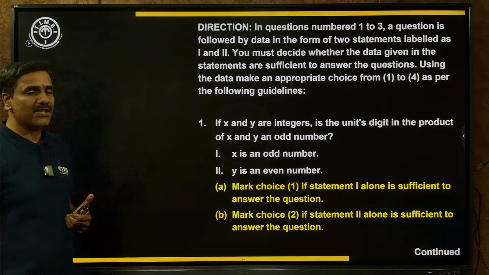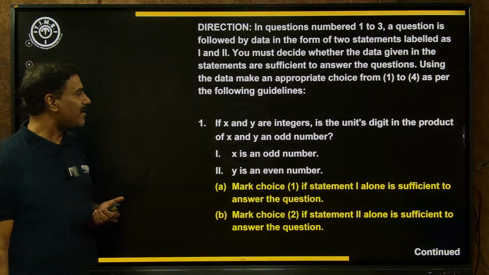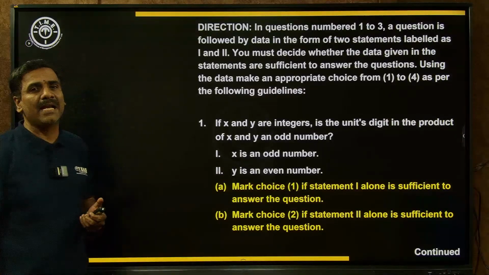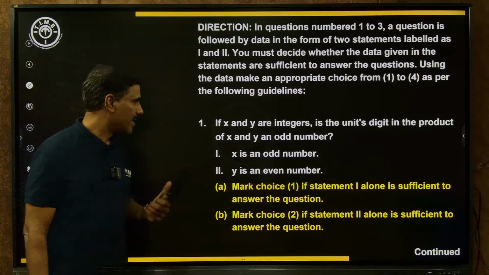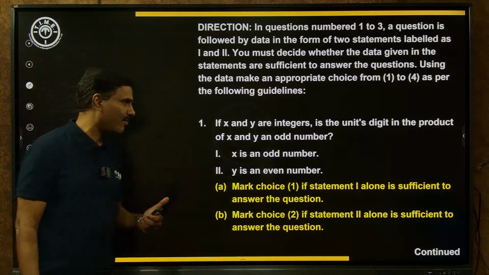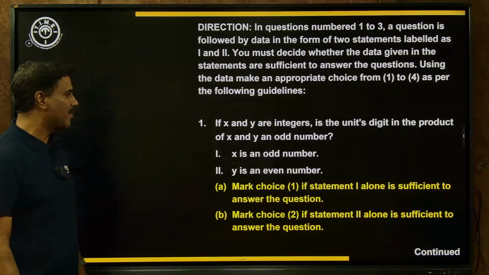So like the first question, if you are looking at: if x and y are integers, is the unit digit in the product of x and y an even number or not is the question. So x and y are integers, the product of those two can be an odd number or an even number. Is the unit digit an odd number or not is the question.